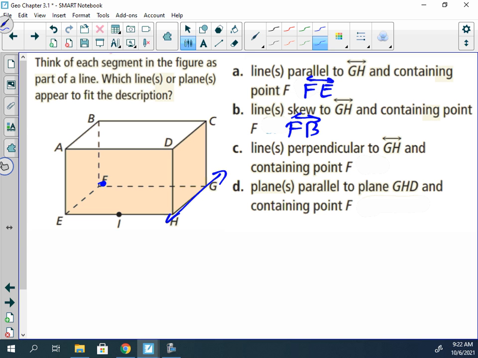FB or BF, because again, BF and GH do not intersect. And point B is not contained within the plane of GH, so it would be considered skew. Lines perpendicular to GH and containing the point F. Because this is the only line that is intersecting HG. And we are assuming that they are all right angles.